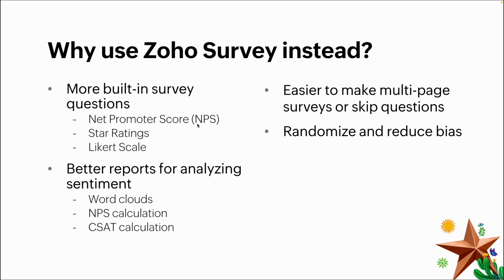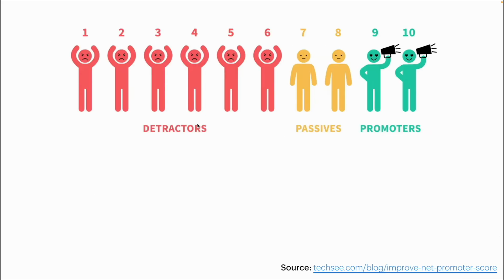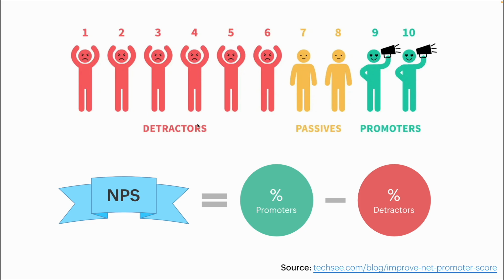We can also do multi-page surveys and skip questions. I'll show this a bit later. But basically, based on how someone answers, we can control what happens next. And we can do things like randomizing the answer order to reduce the bias, so make sure people aren't just clicking the first option because they don't want to read all the other ones. So this is just showing the NPS score, the concept of it.